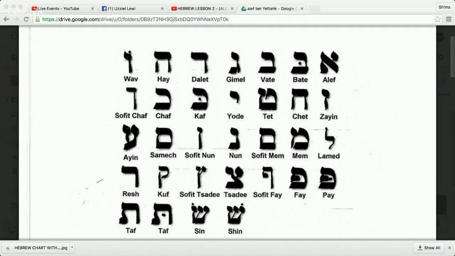The silent letters, do we remember those? The silent letters are Alef and Ayin. Those are the silent letters. Those letters are never pronounced. Alef and Ayin. Okay?